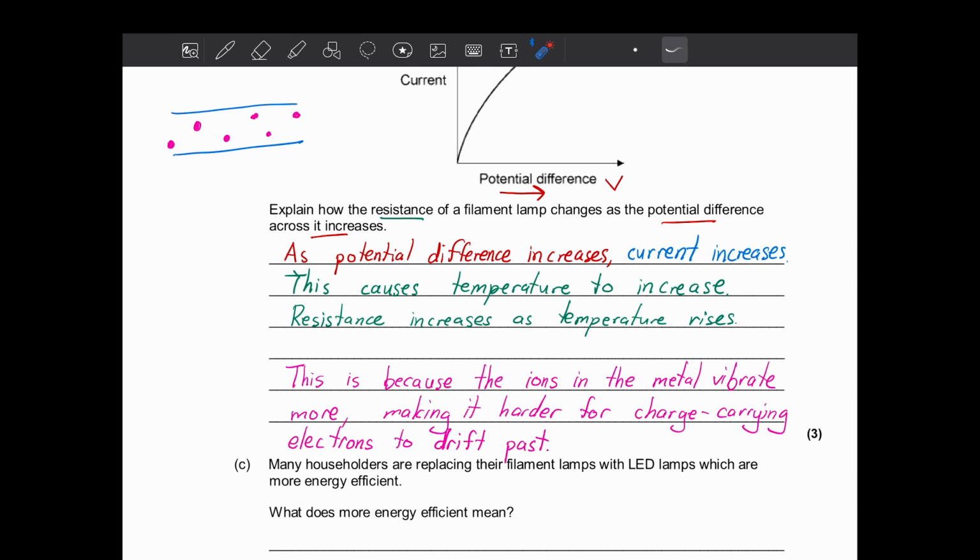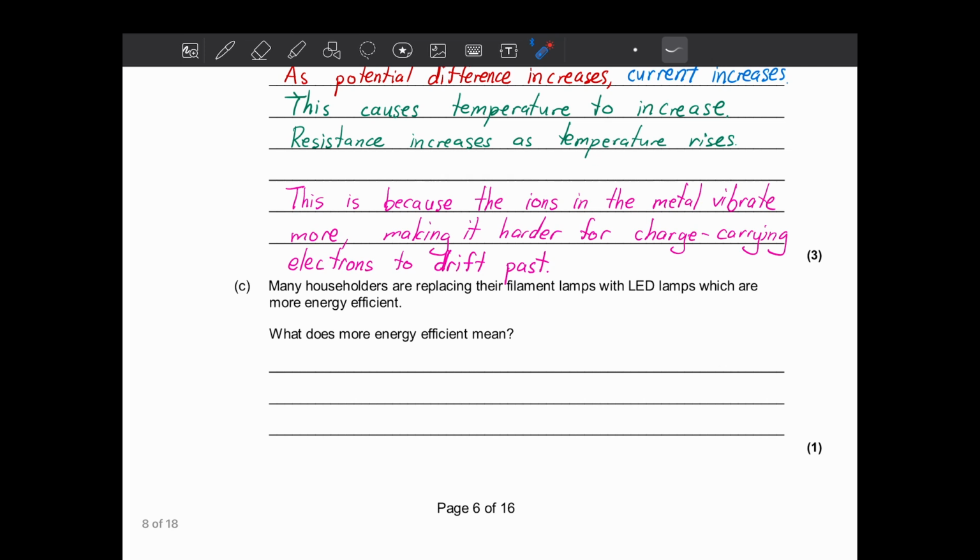Right, let's move on. Most householders are replacing their filament lamps with LED lamps that are more energy efficient. What does energy efficient mean? Please memorize the answer to this question. It comes up nearly every year in one way or another. Pause the video now if you'd like to try this yourself.